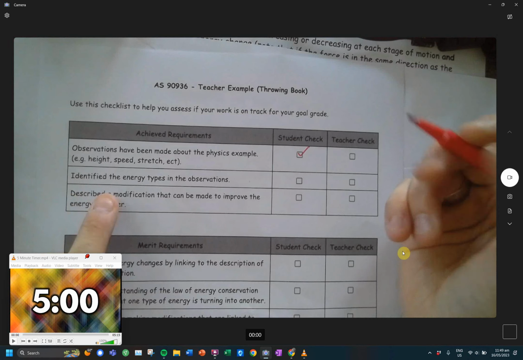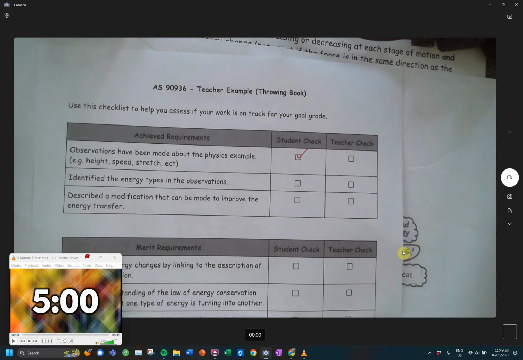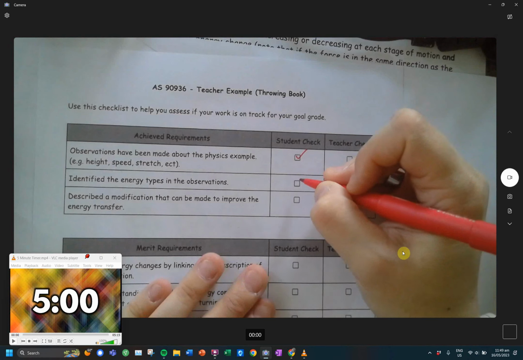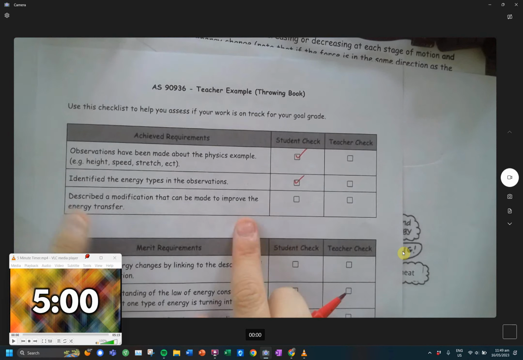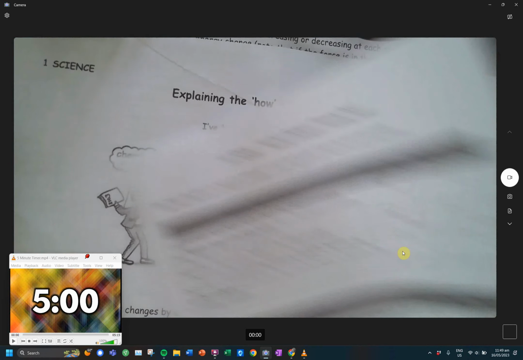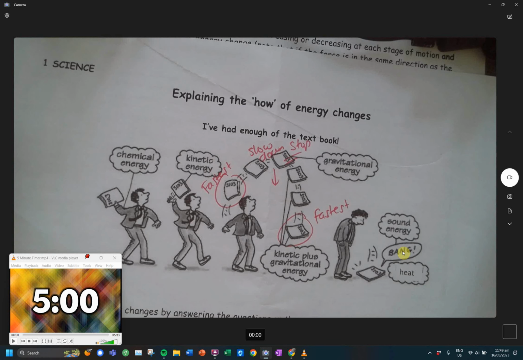All right, have we identified the energy types in the observations? Yeah, we've been talking about kinetic energy, things like that. All right. Last thing we need to do for the Achieved is talk about modifications, and we'll talk about that towards the end. So give me a second to get the next bit passed out.